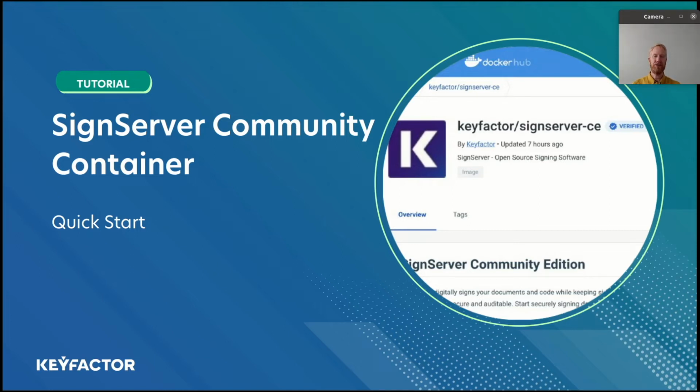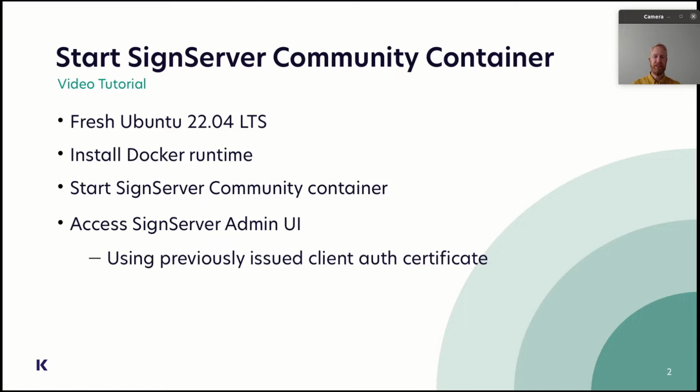In this short video tutorial, I will show you a real quick start of the SignServer Community container. In the brief tutorial, I will start with a fresh Ubuntu 22.04 LTS Linux installation. In this, I will install the Docker runtime. I will pull and start the SignServer Community container from Docker Hub. And I will end by accessing the SignServer Administration UI, and I will authenticate to the Administration UI using a client authentication certificate which I issued in the previous video tutorial. So let's get started.